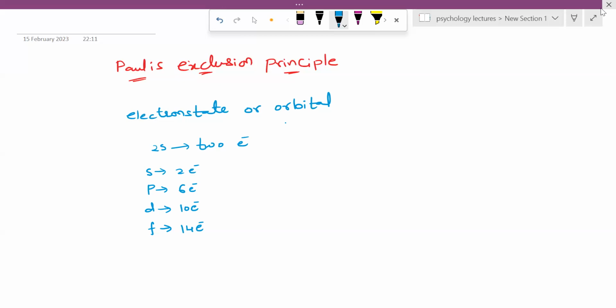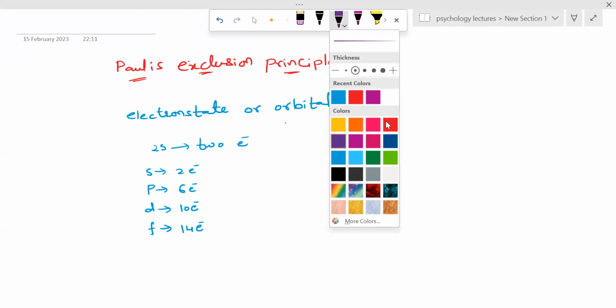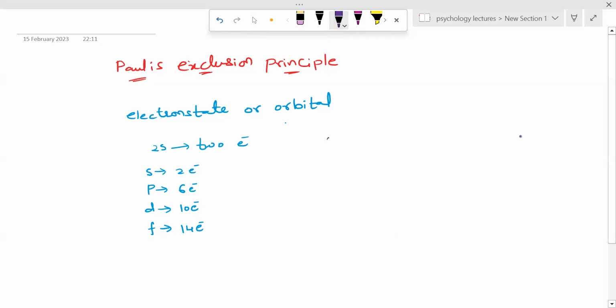For example, suppose we take a hydrogen atom. We know that it has one electron. So where will this one electron be accommodated? It will be accommodated in the lowest energy state. And we know that the energy is like this. When we compare principal quantum numbers, the first shell has the lowest energy compared to n equal to 2, which is less than n equal to 3, less than n equal to 4. So here the first shell has the lowest energy.